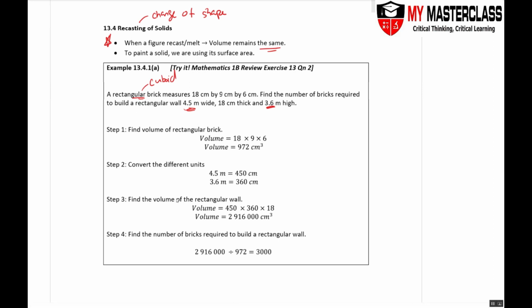Next, I need to find out the volume of the wall that I'm building. Same thing, this is a rectangular wall. The volume, this is a cuboid as well. Length times breadth times height, 450 times 360 times 18, you get this volume here. So the number of bricks required, just take the volume of the wall, divide by the volume of one brick. You get 3000. That's it.